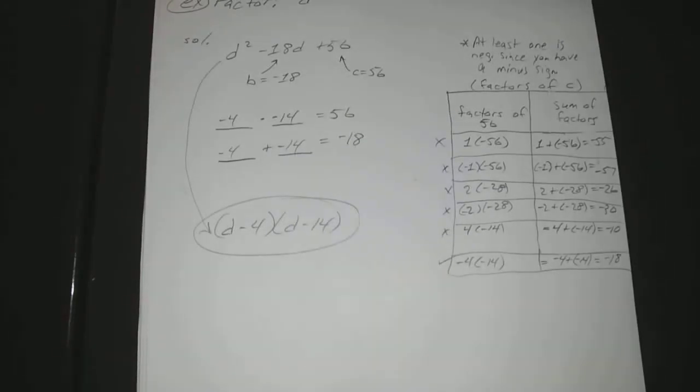Okay, so this is just a way to kind of get those problems that have numbers that don't jump out at you immediately. If you can find the factors of whatever your c is, then usually you can run into it.